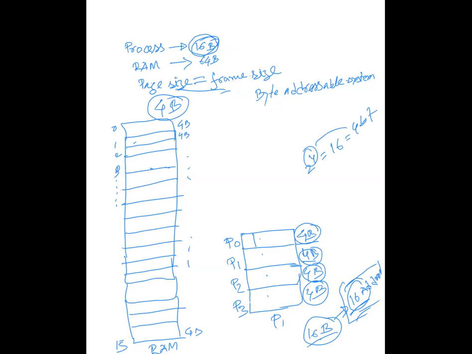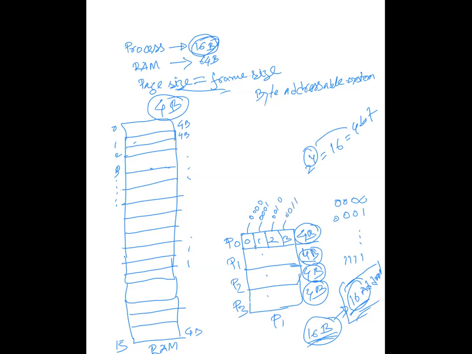So for addressing all 16 bytes, it starts from 0000, 0001, and goes up to 1111, like this. Now each byte has its own address. This space contains 4 bytes: this is byte number 0, this is 1, this is 2, and this is 3. So this is a total of 4 bytes, and each byte has its own unique address: 0000, 0001, 0010, 0011.